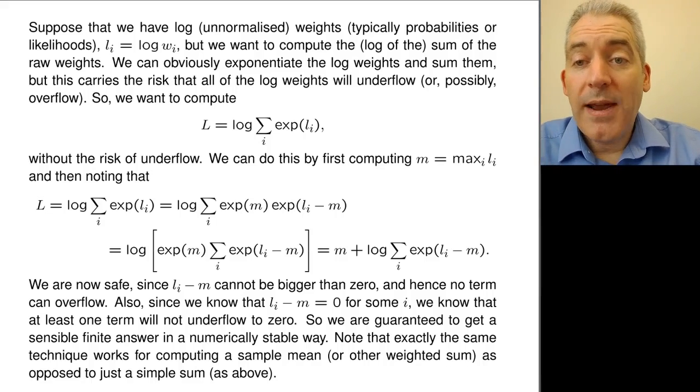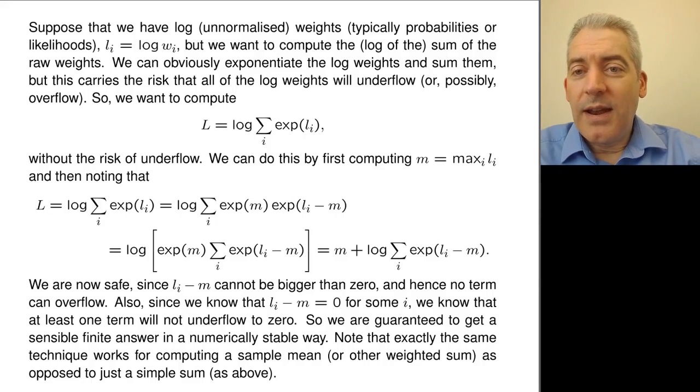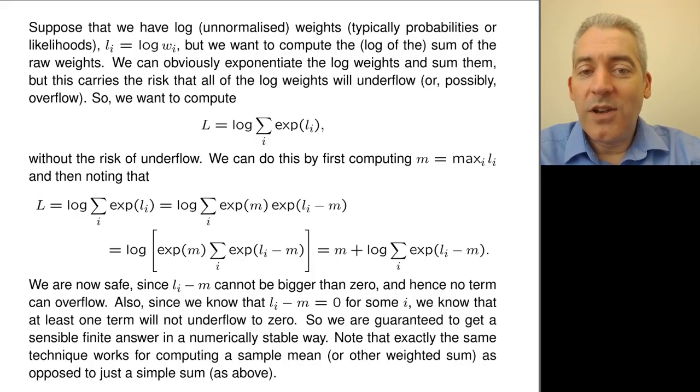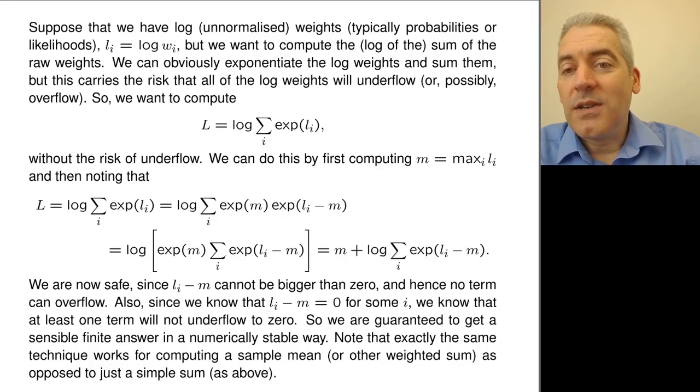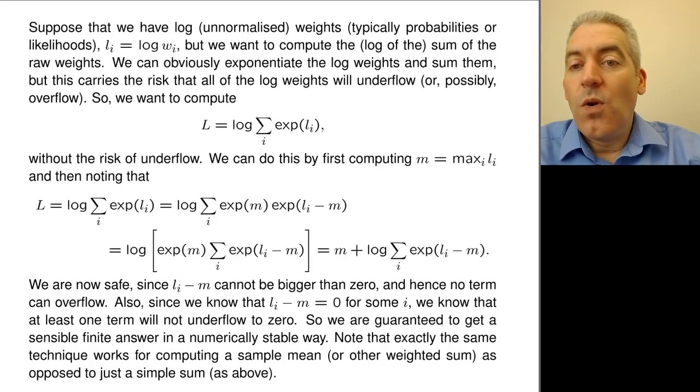So that is the log sum x trick. We've seen an example here where it's useful, but actually it turns out it's a generically useful thing because it often happens that you end up needing to sum a bunch of raw weights.